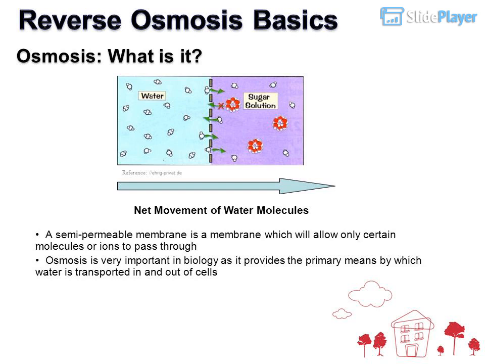Osmosis, what is it? A semi-permeable membrane is a membrane which will allow only certain molecules or ions to pass through. Osmosis is very important in biology as it provides the primary means by which water is transported in and out of cells. Net movement of water molecules.